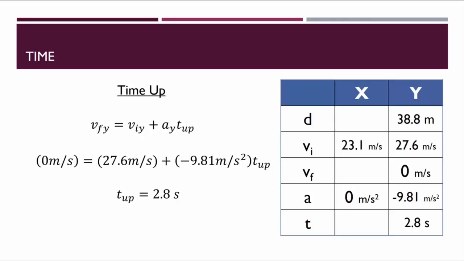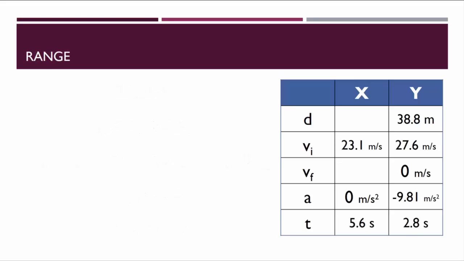If it took 2.8 seconds to go up, then it also took 2.8 seconds to come down, which means overall it took 5.6 seconds from the time the ball was kicked to the time the ball landed. We're going to plug this in as Tx. Now let's figure out how far away the ball lands, the range.